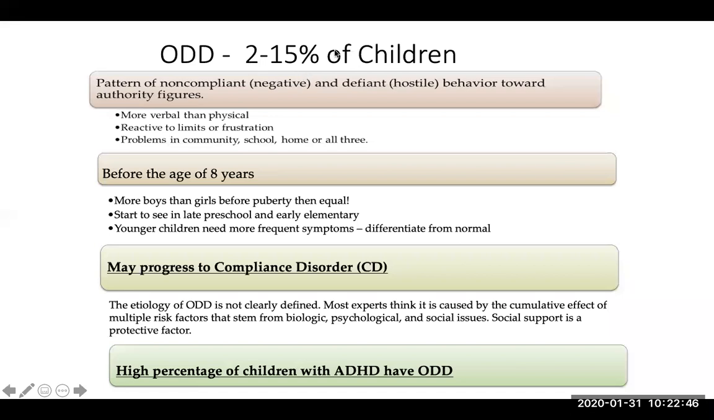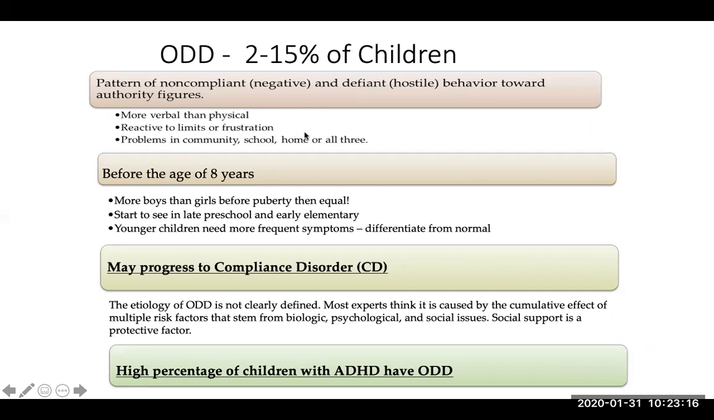You see that in 2 to 15% of children in general, but, like I mentioned before, it's more common with autism. And you see a pattern of non-compliant and defiant behavior towards authority figures. Usually you see more verbal than physical issues. There's reactivity to limits and frustration. The problems in ODD kids can be in the community, school, or all three, but they don't need to be in all three.